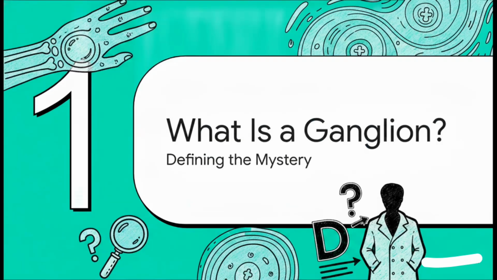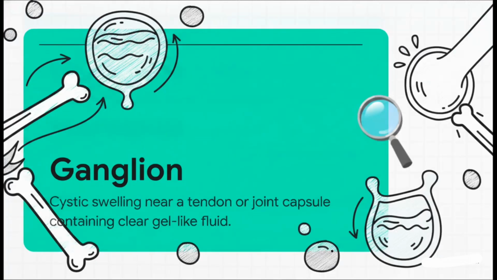Okay, Section 1. What is a ganglion? Let's define the mystery. Fundamentally, a ganglion is a fluid-filled sac. The strict clinical definition describes it as a cystic swelling occurring in relation to a tendon sheath, a synovial sheath, or a joint capsule. In plain terms, it's tied directly to the moving parts of the joint. And inside this localized balloon, you won't find blood or solid tissue. Instead, it's filled with a very distinct, clear, gel-like fluid.